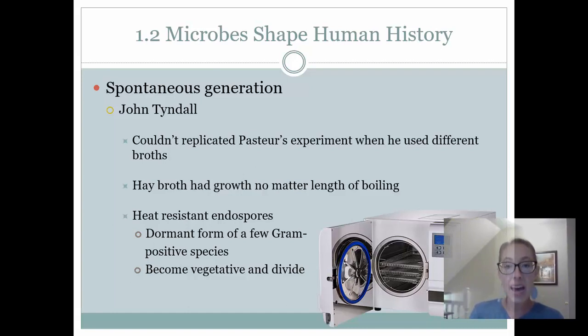So for those of you in lab, we have an autoclave, and just to ensure that we've destroyed all living cells and any endospores that may be present in our broth, we autoclave all of the nutrient agar and nutrient broth that is used in our lab.